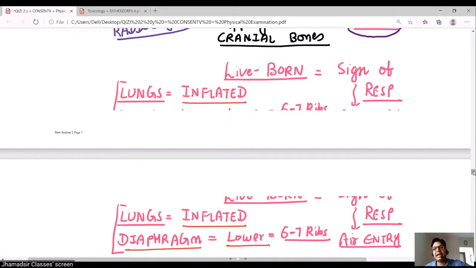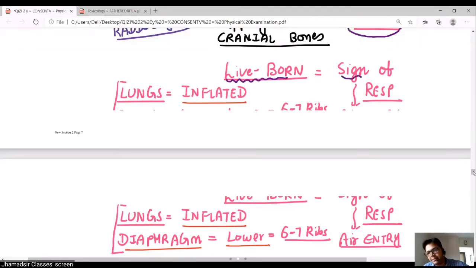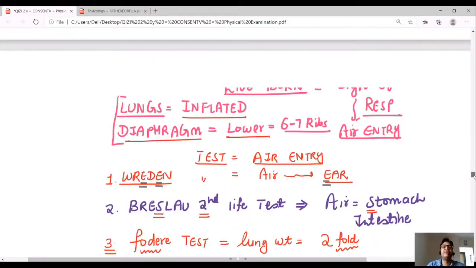Now I am coming to live bone. Live bone means there will be sign of respiration. Lungs are inflated. So, Doctor, if you have sign of respiration and lungs are inflated, that is a finding of live bone. If lungs are inflated, air entry in your lung will be present.